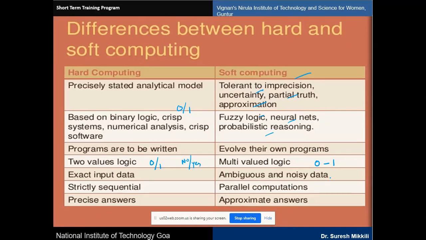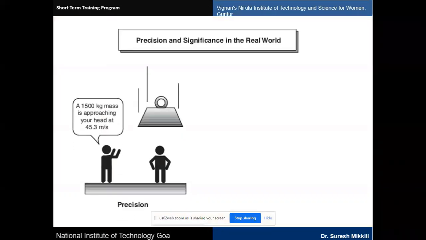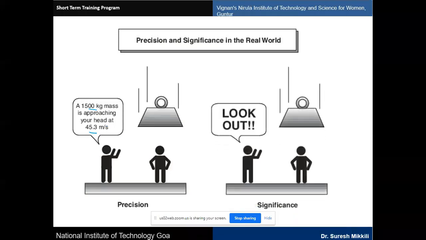But here, you will say how good the system is, in percentage ranges. And here it is parallel computation. Now you see what is the precision. In precision, we say exactly that a 1500 kg mass is falling at this much speed. Whereas in fuzzy, we say, look, something is falling. This is approximate reasoning that we speak in fuzzy.